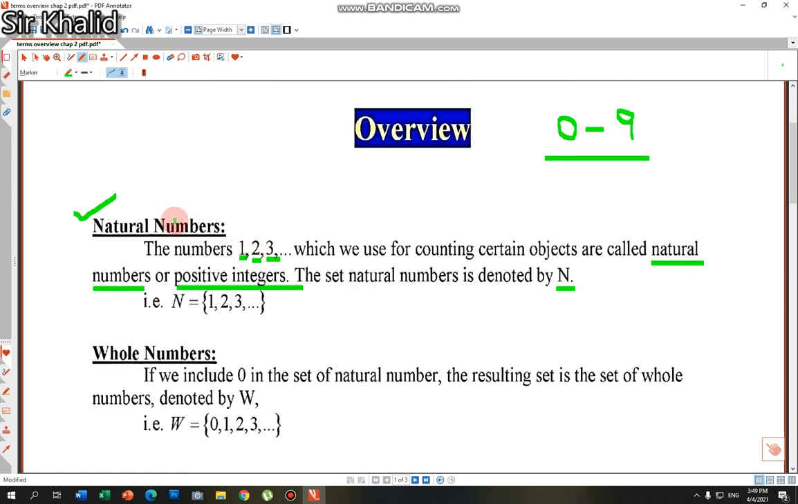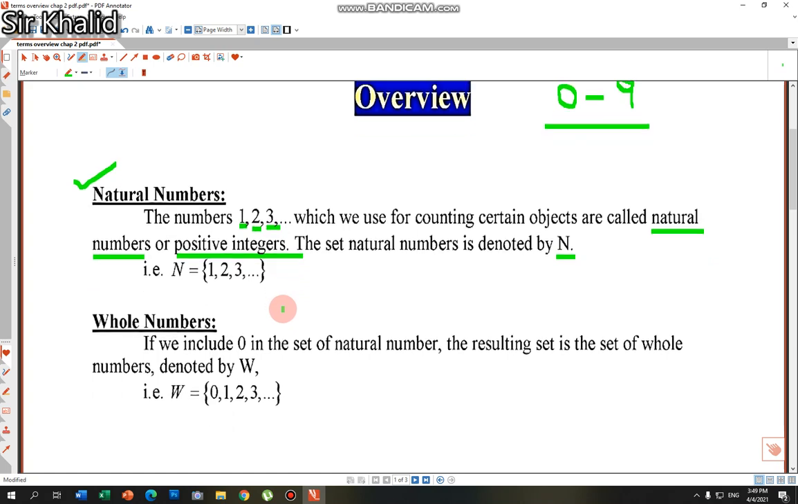So this is the pattern for natural numbers. 1 plus 1 is equal to 2, 2 plus 1 is equal to 3, 3 plus 1 is equal to 4, and 4 plus, it means plus 1. This is the pattern for natural numbers.